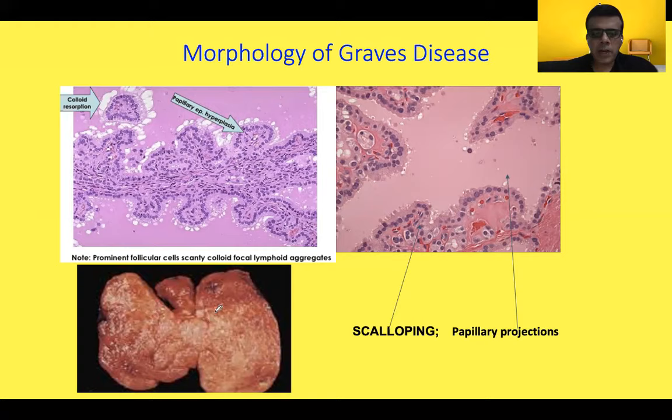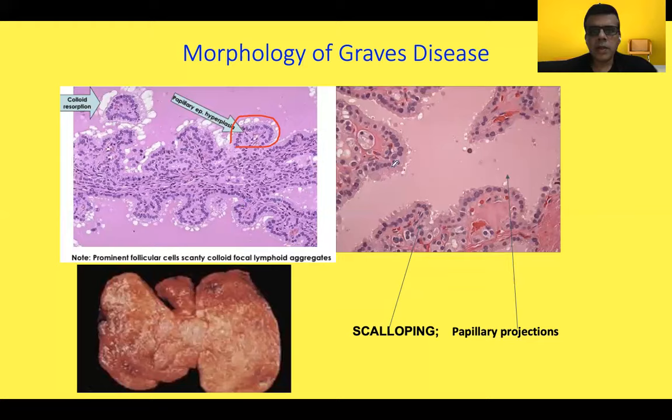Microscopically, what we get is papillary epithelial hyperplasia. So there is epithelial hyperplasia with papillary infolding clearly identified. Usually they project towards the center of the lumen and they cause a resorption of the colloid. So there is scalloping of colloid or resorption of colloid that is being identified. You can see the scalloping, the vacuolation, the vacuolated colloid at the edges. The scalloping is identified at many places.